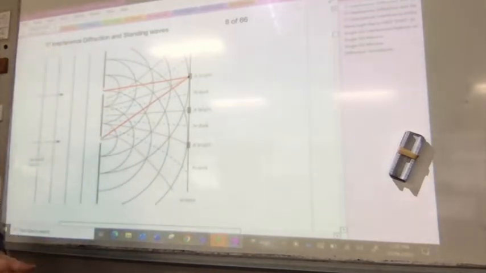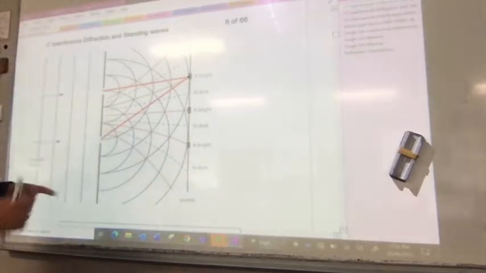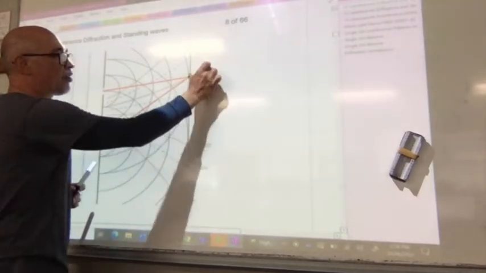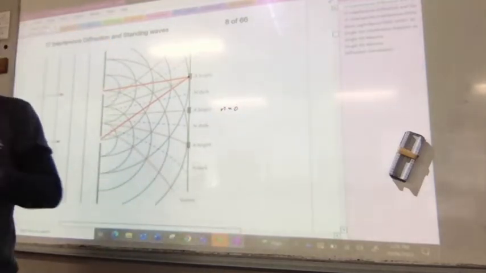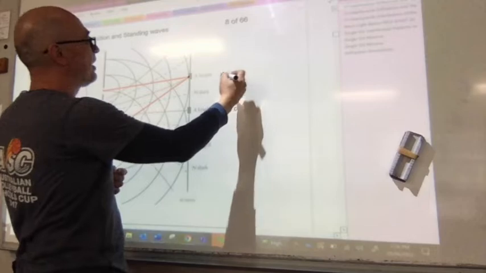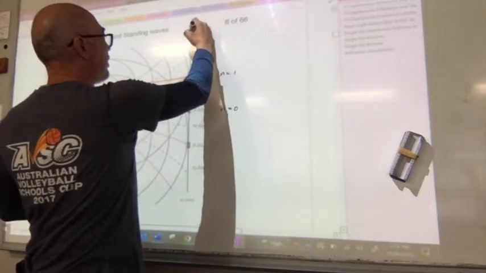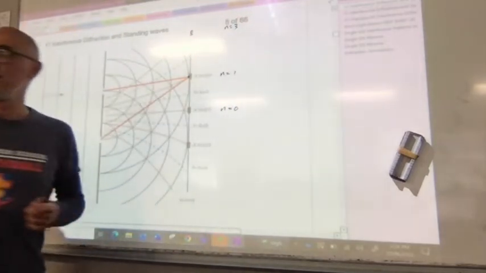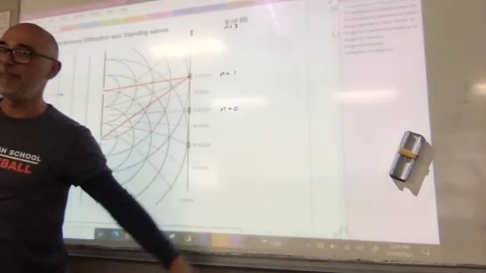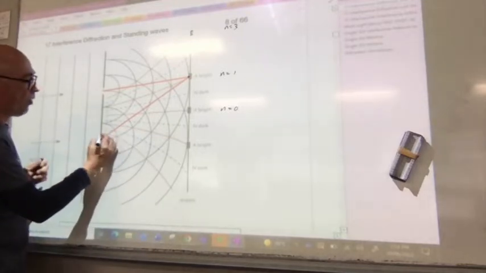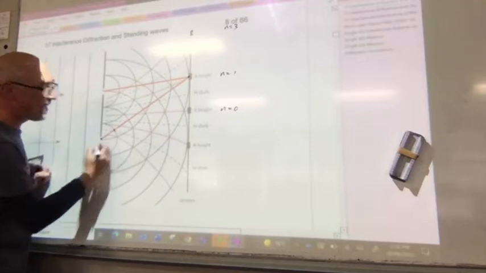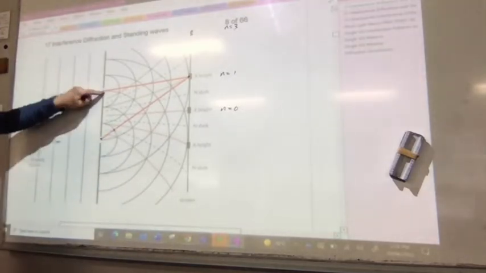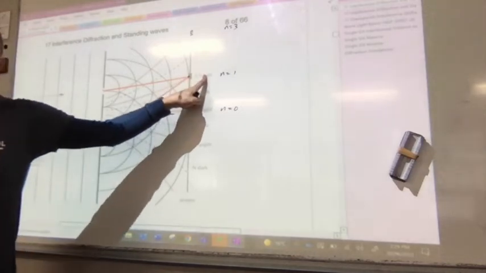Another bright band. So for the first bright band across, we call this n equals 0, then you go n equals 1, and then over here will be n equals 2. And yes, it's symmetrical. That has to be one wavelength longer. This line has to be exactly 1 lambda longer than this line, and you will get a bright band.